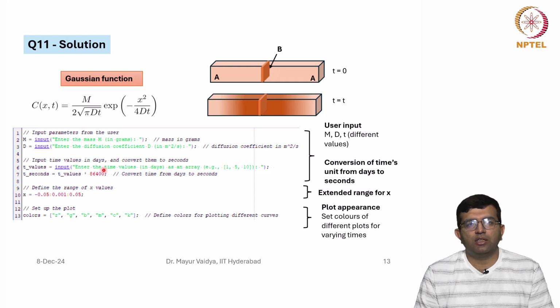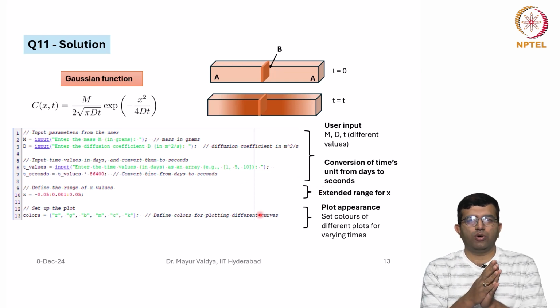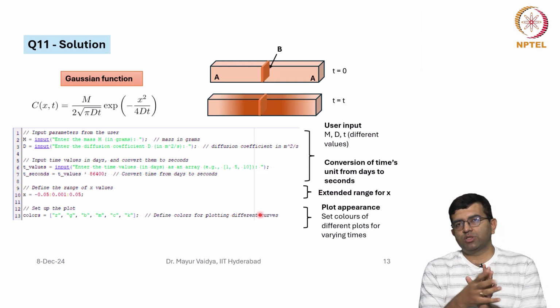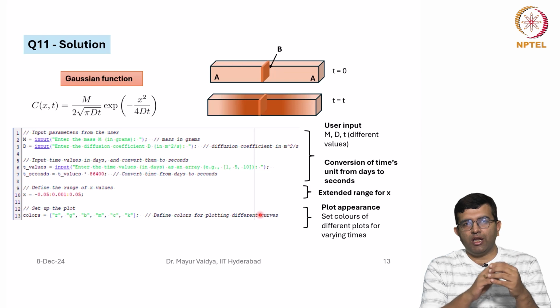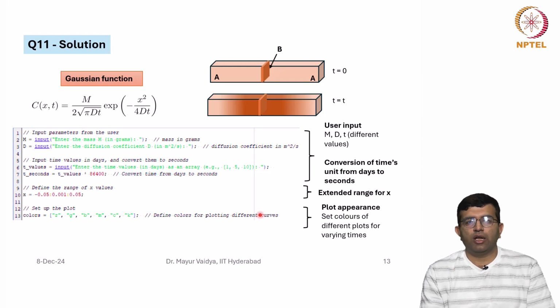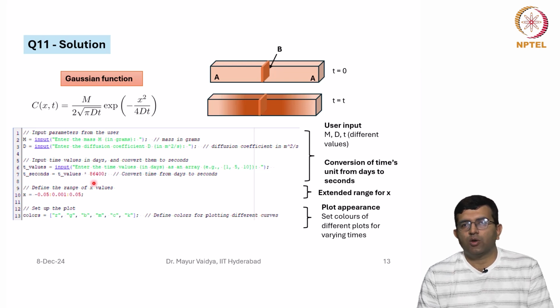All kinds of combinations you can try. Then if you are asking the user to input the time values in days, you convert this T into seconds. Usually you will not ask the user to input the values of time in seconds. It is difficult. As a user, it may be more convenient to enter either hours or days. Accordingly, you can put a formula in your code.